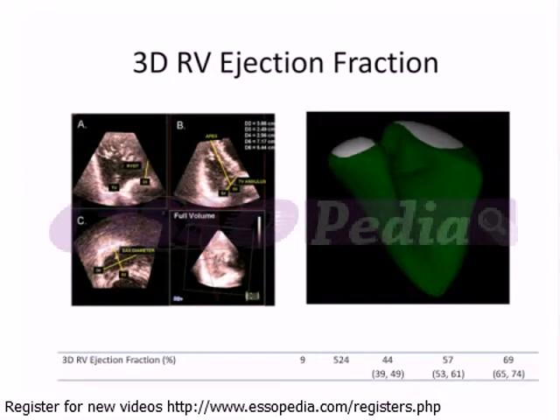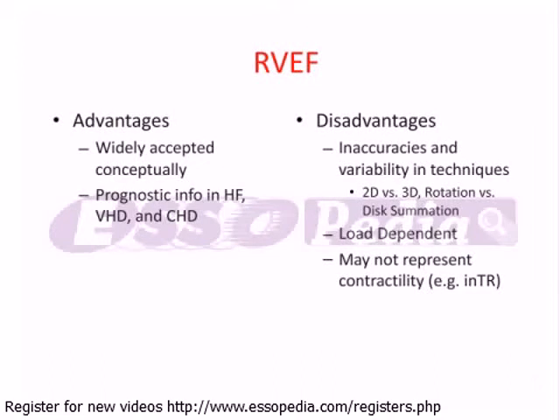This slide shows some of the advantages and disadvantages. As mentioned before, the concept is widely accepted, and there is some prognostic information in heart failure, in valvular heart disease, and congenital heart diseases. Disadvantages include inaccuracies and variability in technique. There are many different techniques. The ejection fraction, just as on the left side, is also load-dependent, and it may not represent true contractility, such as in the example of significant tricuspid regurgitation.